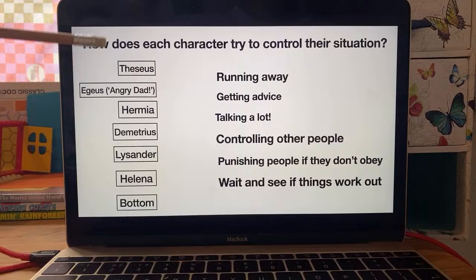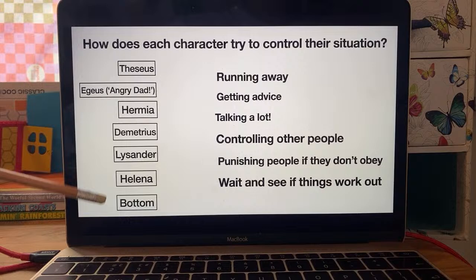I've got the characters here again. Theseus, Aegeus, Angry Dad. And then the lovers, Hermia, Demetrius, Lysander and Helena. And then we'll stick Bottom on as well now. How is each of them trying to control their situation? You don't have to perfectly match one to one. Maybe some of them, you think they're controlling their situation in a couple of different ways.